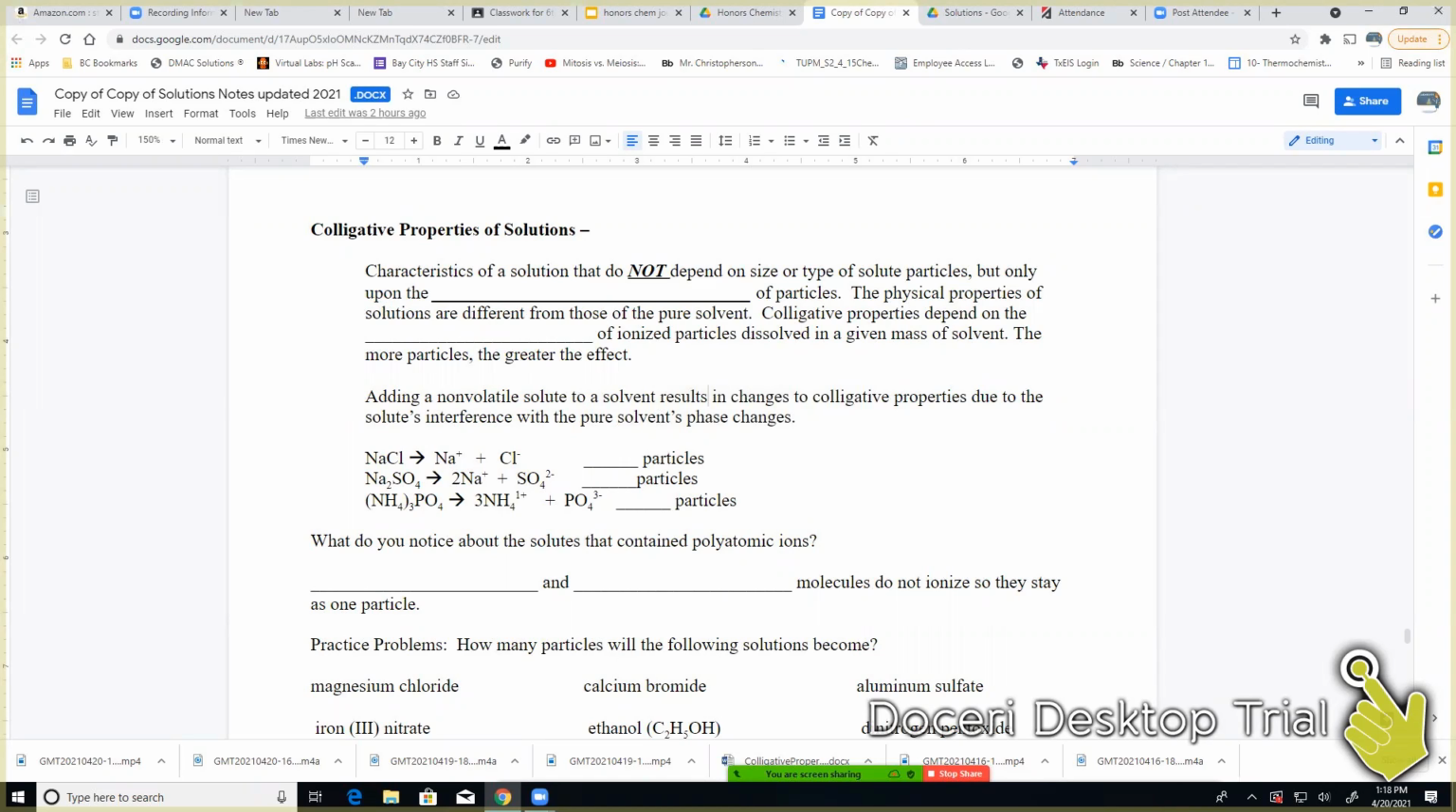So today we're looking at colligative properties, and these are properties that show the solution has different physical properties than just a solvent. So if I looked at water, and then if I looked at salt water, they would have some different properties. They would boil at a different temperature. They would freeze at a different temperature. And these are colligative properties. So the characteristics of a solution that do not depend upon the size of the solute particles, but only their concentration.